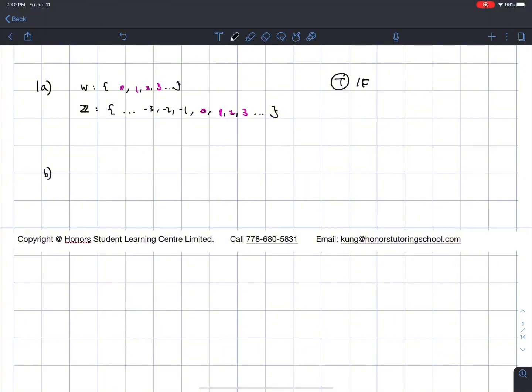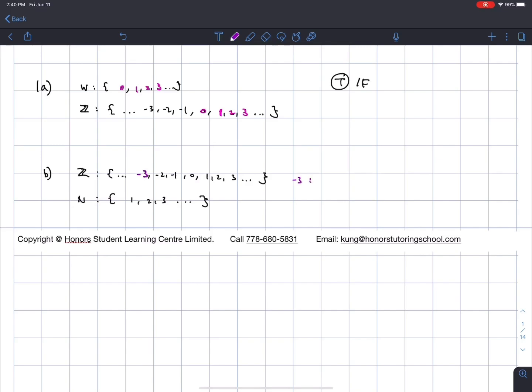B, every integer is a natural number. So integer, -3, -2, -1, 0, 1, 2, 3, keeps on going. And natural numbers are the counting numbers, so just 1, 2, 3, and then keeps on going. So we can see that this is false, right? Because all the negative integers and the 0, they are not a natural number. So not every integer is a natural number.